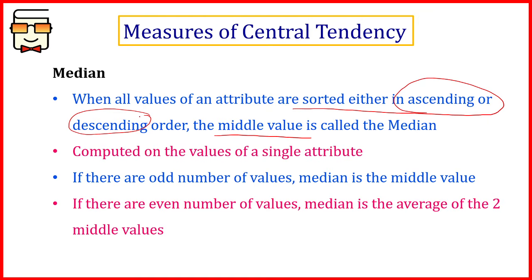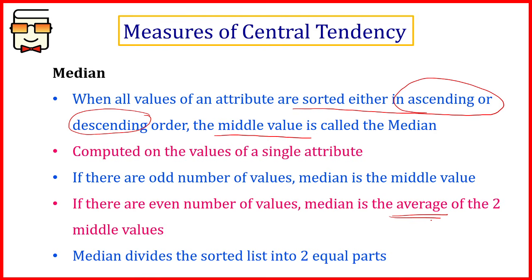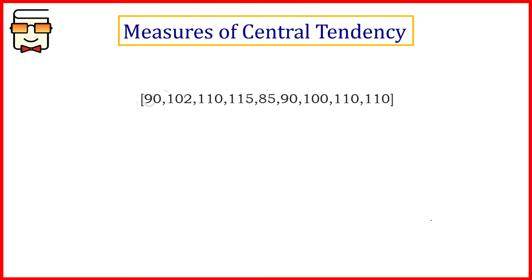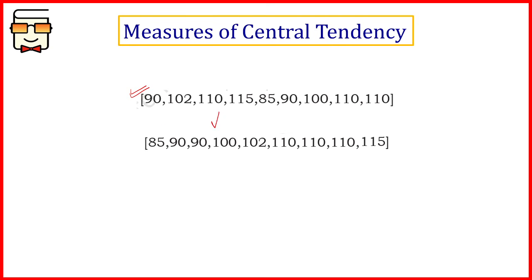But if there are an even number of values present in an attribute, then there will be two middle values, right? So the median will be calculated by taking the average of those two middle values. So the median divides the sorted list into two equal parts, and that is why we call it the middle value, right? So if this is the data for which you want to find the median, this was the height of the students in the previous question, the first step would be to arrange this data in ascending order. You can also arrange it in descending order.